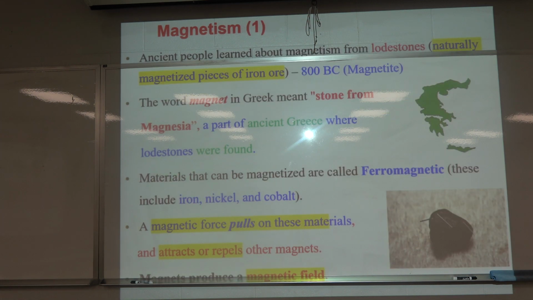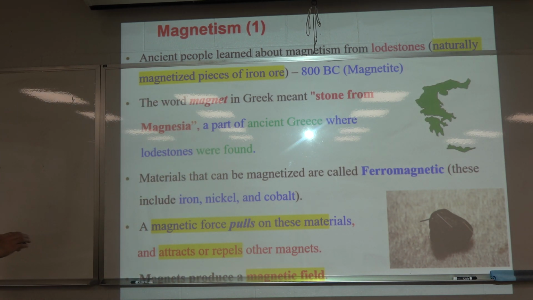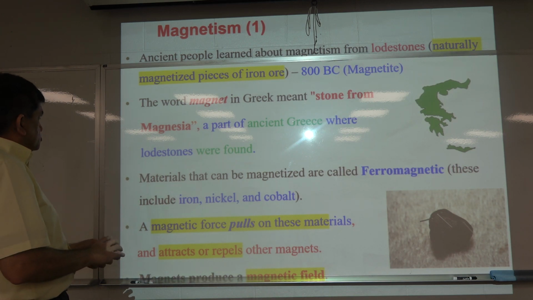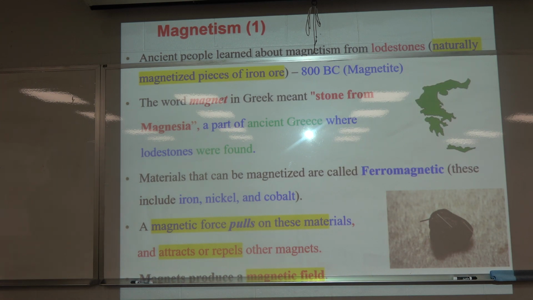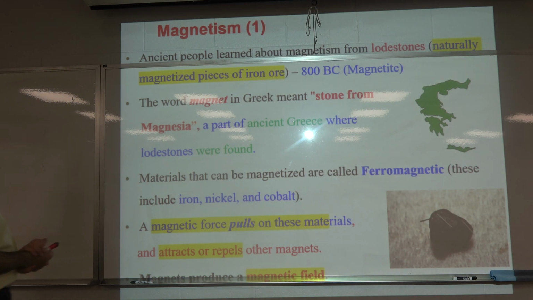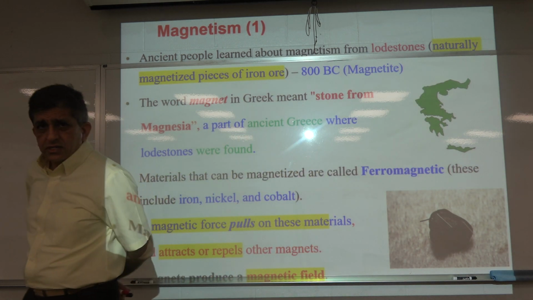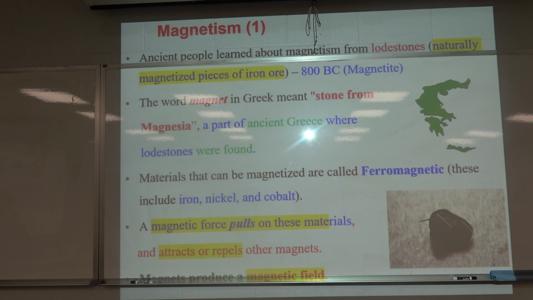Now, let's talk about magnetism first. What are magnets? In ancient times, people talked about magnetism that came from lodestones, which are naturally magnetized pieces of iron. This is what we are talking about 800 BC. They called it magnetite. Now, the word magnet is a Greek word. It means the stones from Magnesia. This is a place on the map called Magnesia.